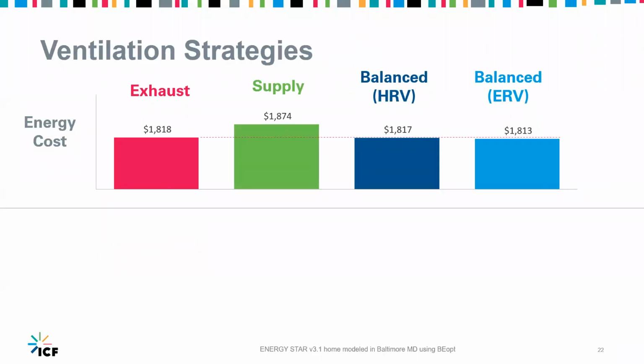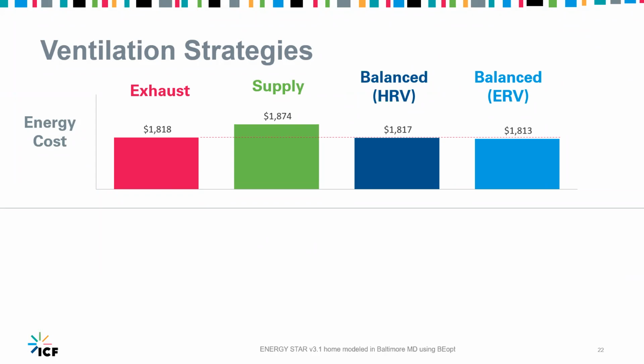So I mentioned earlier a study by NREL that looked at different ventilation strategies, but I wanted to look at the home that I was looking at in Maryland for myself. So the 4 different strategies I looked at: exhaust, supply, HRV, and an ERV.